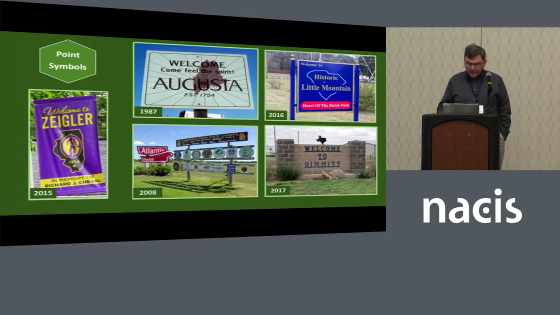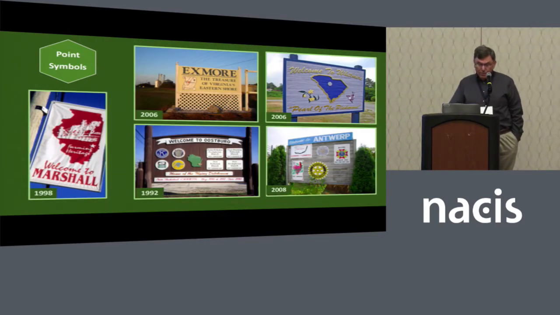So there's Augusta, and there's historic Little Mountain, the new capital of South Carolina, and Atlantic, Iowa, what's Atlantic doing in Iowa anyway? And Dimmitt, Texas, which I guess is the new capital of Texas. And then point symbols, well, stars, if you happen to be in Exmoor on the eastern shore and you've got X in your name, X marks the spot on what? On a treasure map. So you use an X over Exmoor on that eastern shore map.